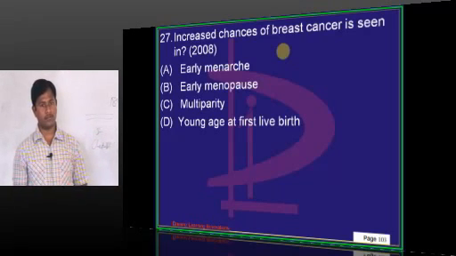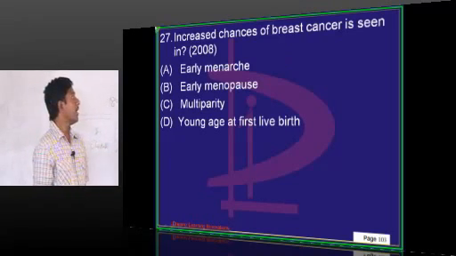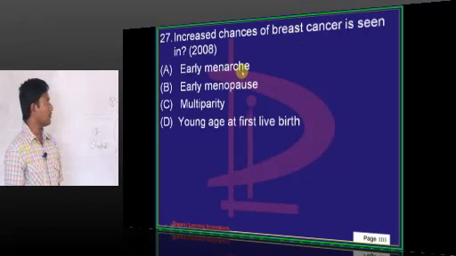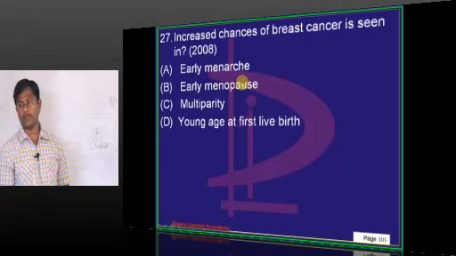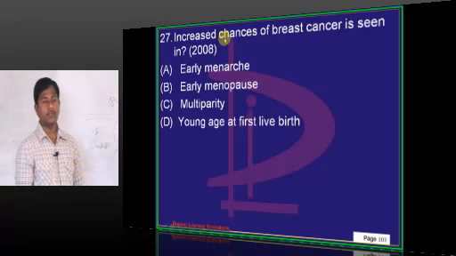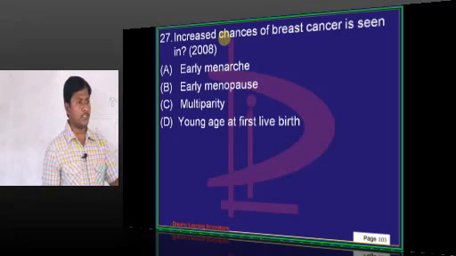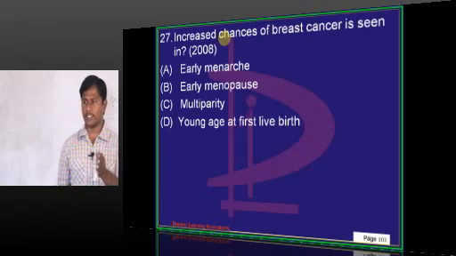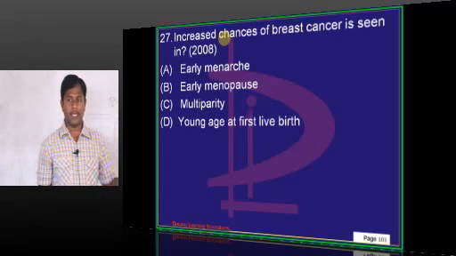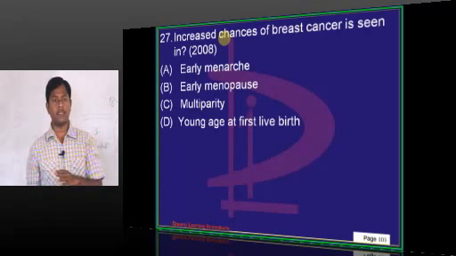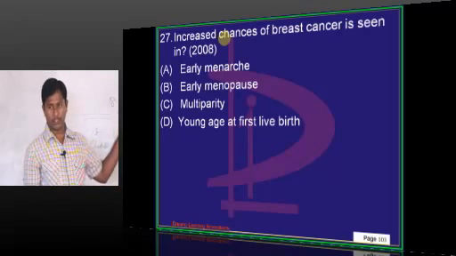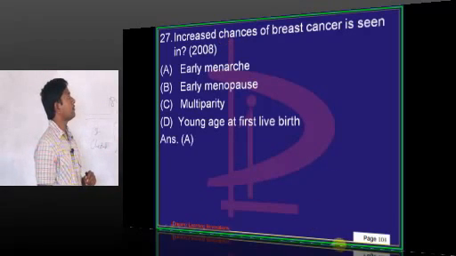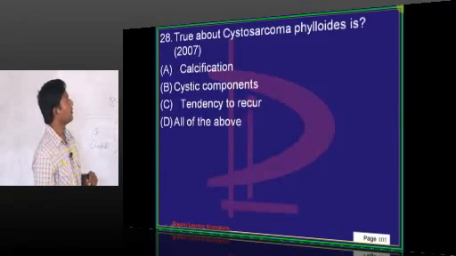Now, increased chances of breast cancer is seen in which conditions? In which do you get a high risk for breast cancers? Early menarche. Okay. This is the most common cause where you find this breast cancer. So, increased duration of estrogen exposure is associated with increased risk of breast carcinoma. Early menarche, late menopause, nulliparous, all these are increased risk. Okay.